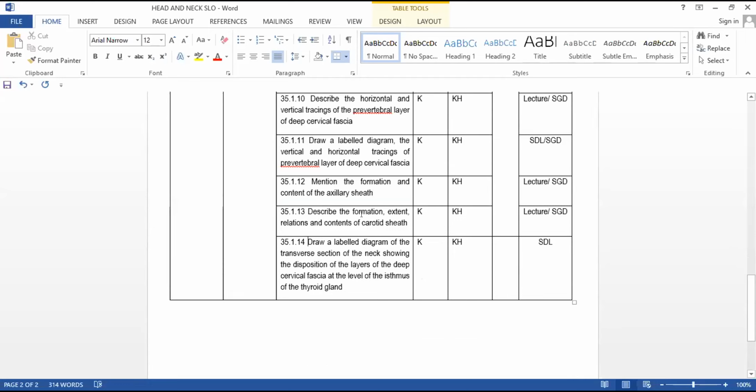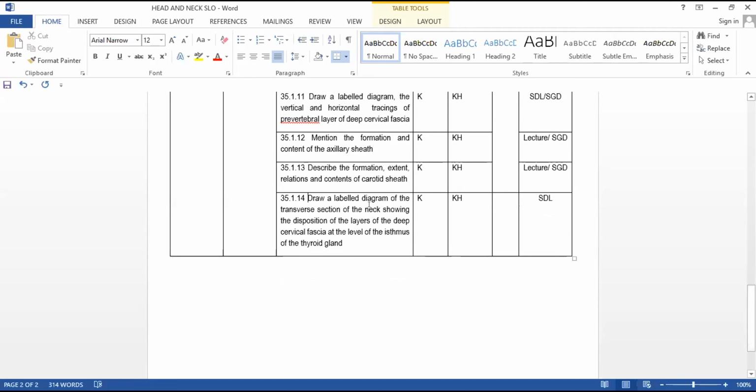Then 12th is mention the formation and content of axillary sheath. Domain is K, level is knows how. It can be done either by lecture or small group discussion. 13th is describe the formation and extent, relation and content of carotid sheath. Domain is K, level is knows how. It can be done either by lecture or small group discussion. And the last one is draw a labelled diagram of the transverse section of the neck showing the dispositions of the layers of deep cervical fascia at the level of isthmus of the thyroid gland. Domain is K, level is knows how. It can be given as an SDL.